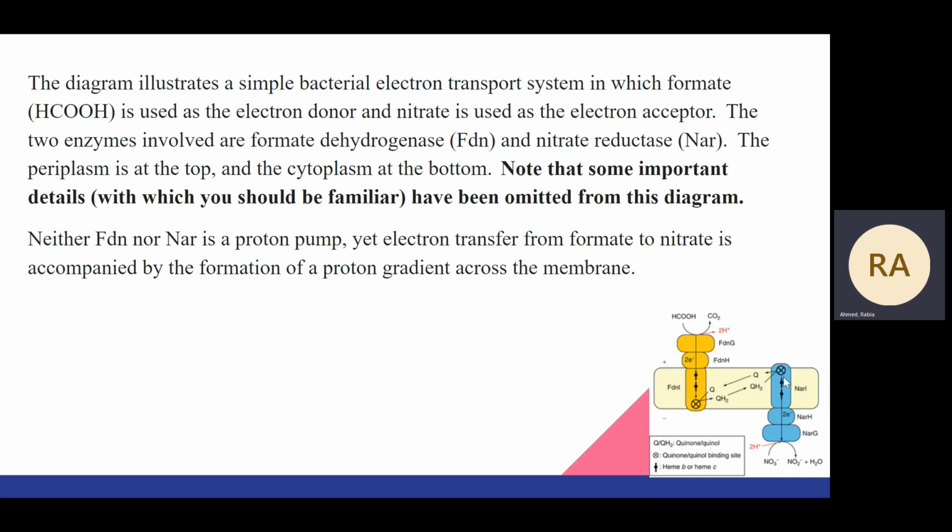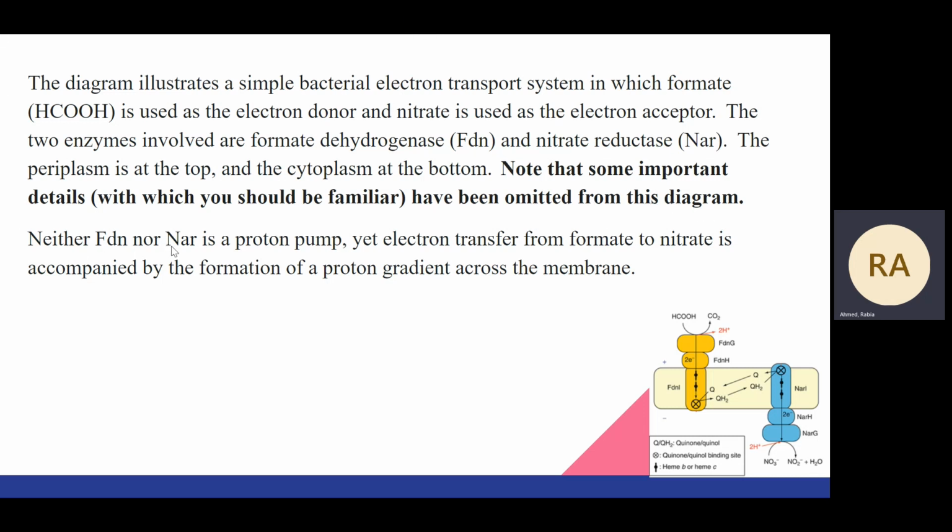Okay, let me just minimize this. So this is question 3. The diagram illustrates a simple bacterial electron transport system in which formate, HCOOH, is used as the electron donor and nitrate is used as the electron acceptor. The two enzymes involved are formate dehydrogenase, FDN, and nitrate reductase, NAR. The periplasm is at the top and the cytoplasm is at the bottom. Note that some important details with which you should be familiar have been omitted from this diagram.